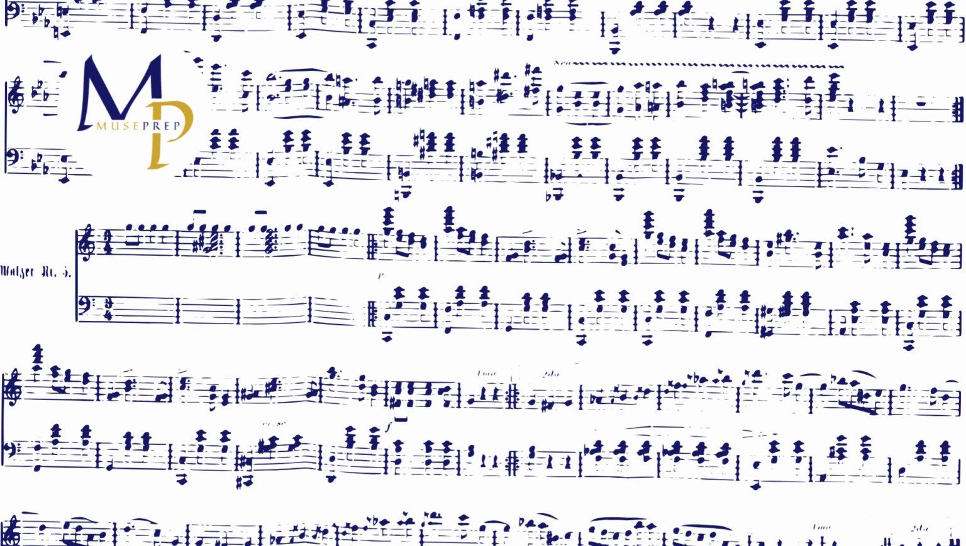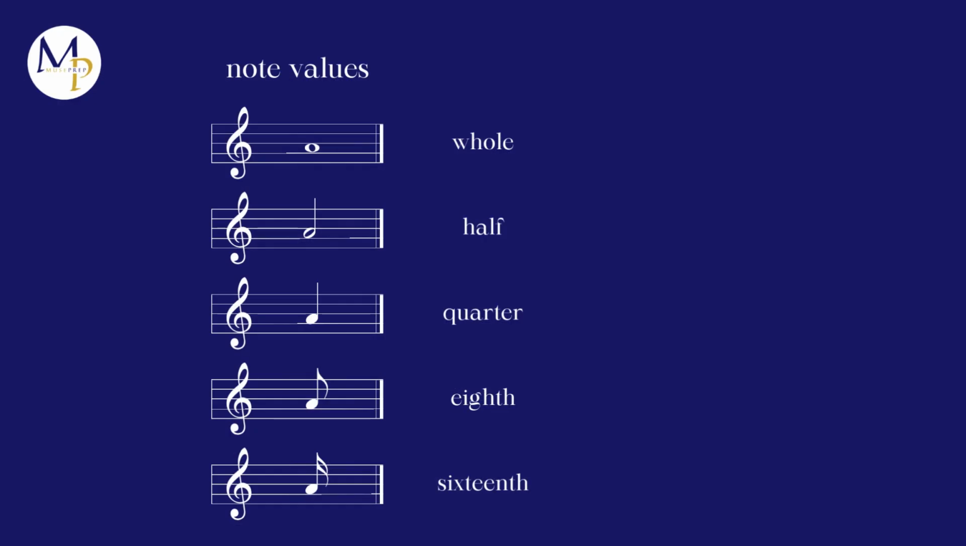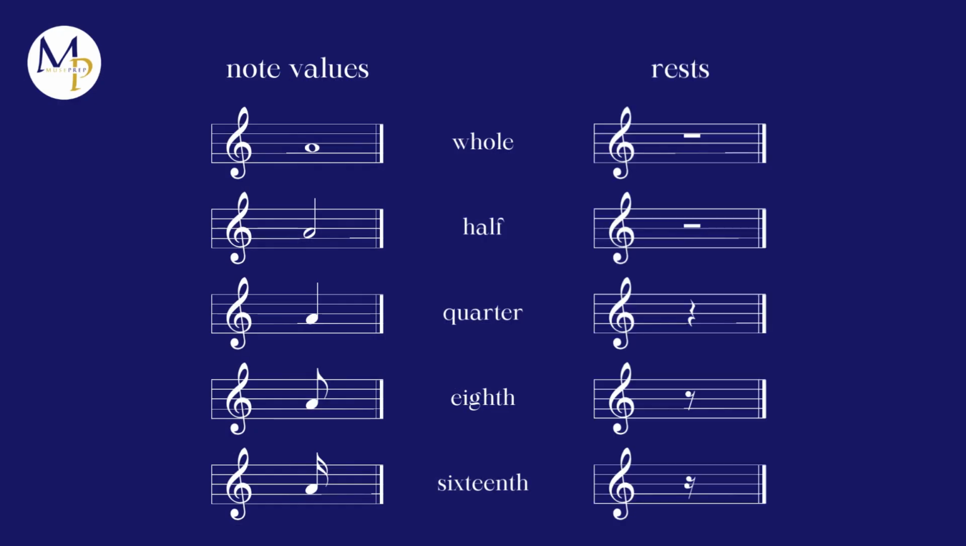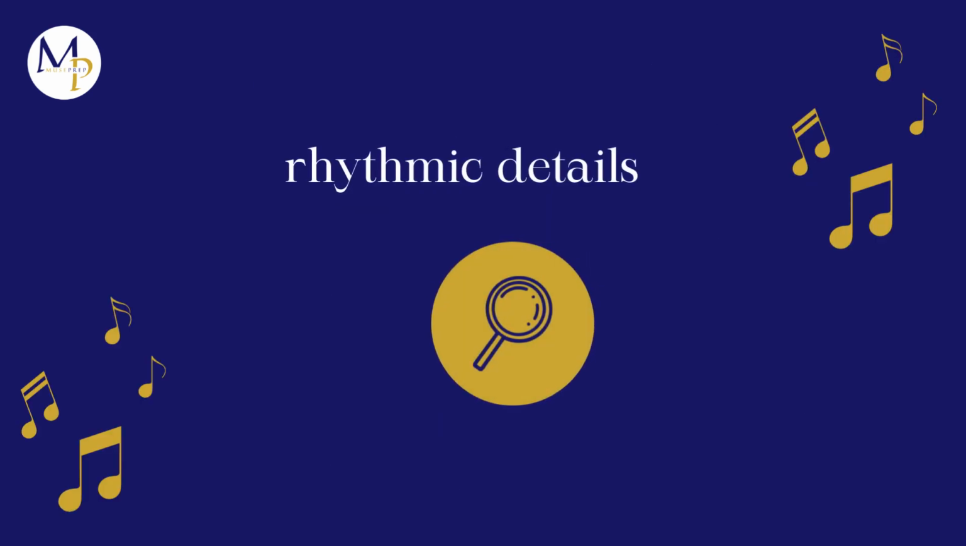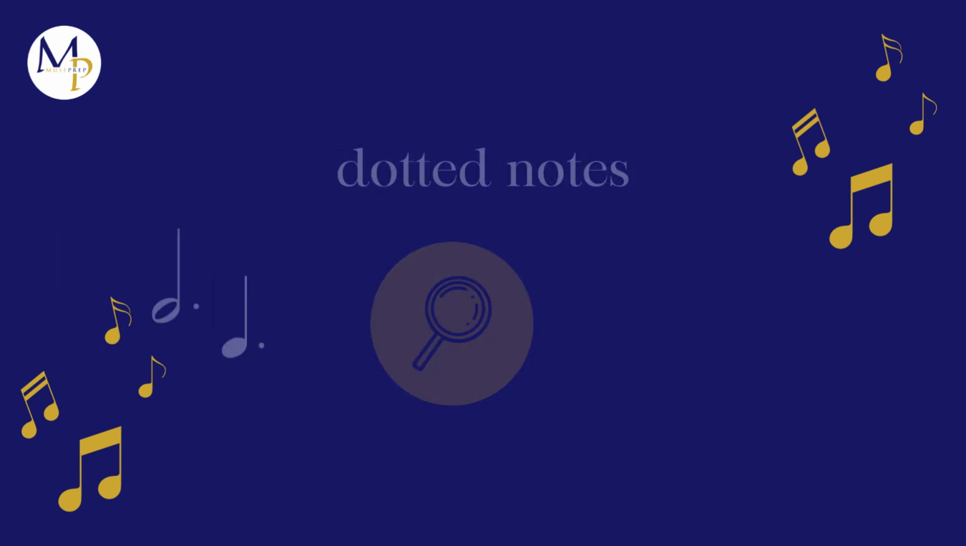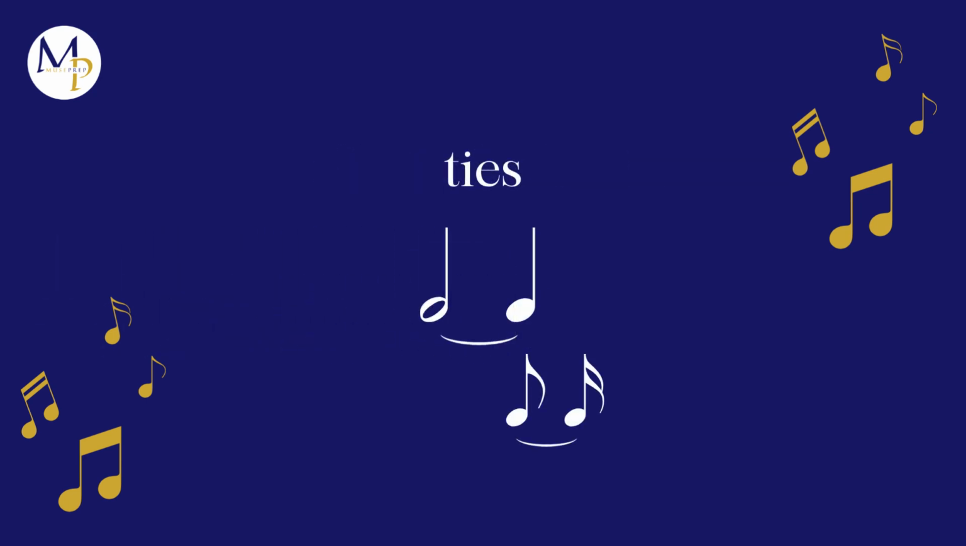Welcome back. In the last two videos, you learned about note values and their corresponding rests. The system works so that each value can be divided by 2, making the duration of notes and rests shorter and shorter. Today, you'll learn about 2 important elements used in rhythmic notation: dotted notes and ties.